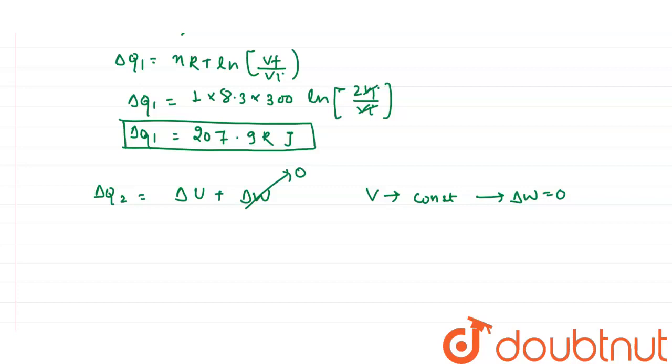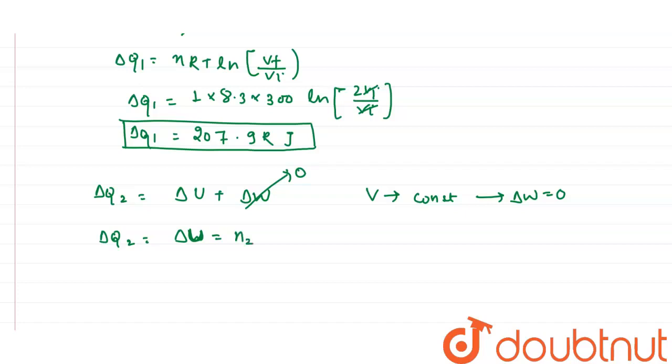Now delta Q2 is equal to delta U, that is our internal energy. The volume is constant for vessel 2, which means this is an isochoric process. Where volume is constant, that process is known as an isochoric process, and for an isochoric process the internal energy is given by nCv dT.